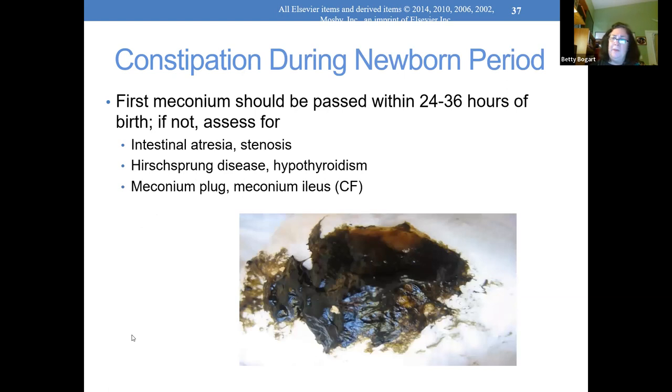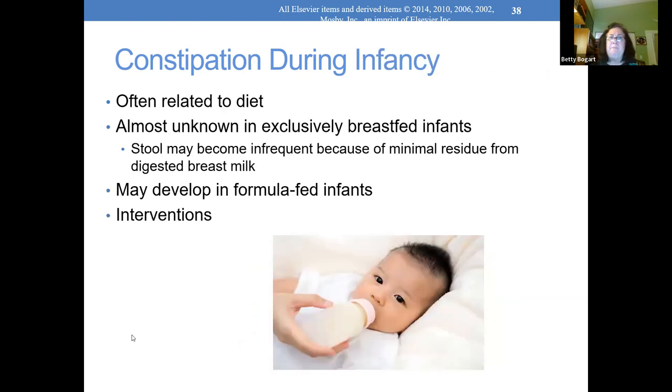Now, we've talked about it a little bit: being constipated, no stool in the first day, day and a half after birth. We've already said it could be hypothyroidism, so we'll measure for that. Then we said, oh, it can be CF, right? Cystic fibrosis. We're going to go into Hirschsprung's next. And remember, if there's a tightening or no opening, that of course can also stop them from stooling.